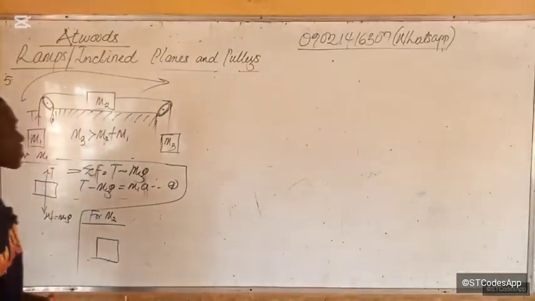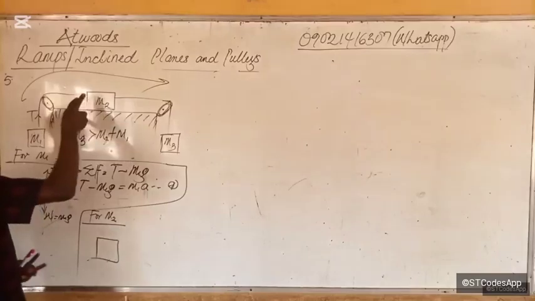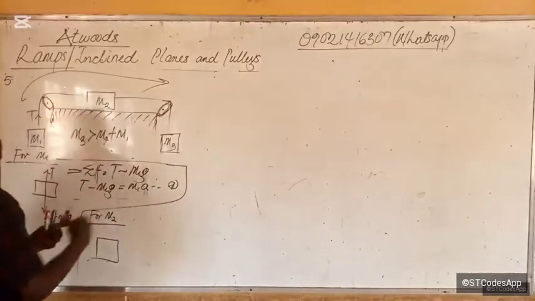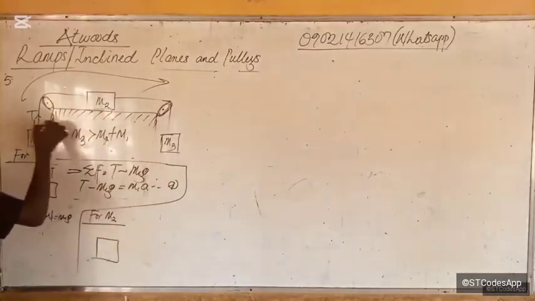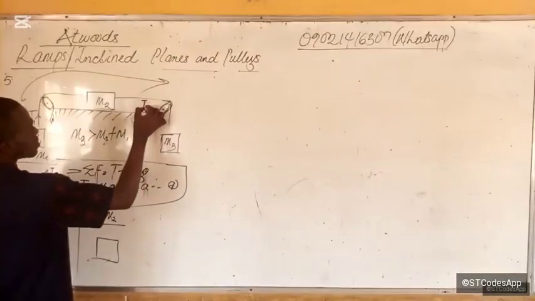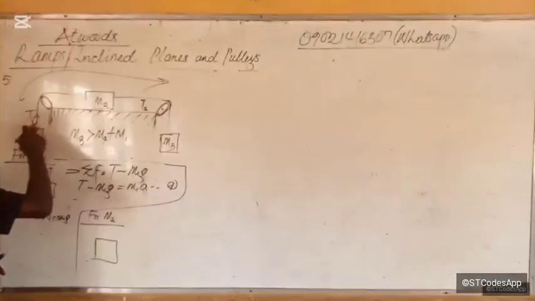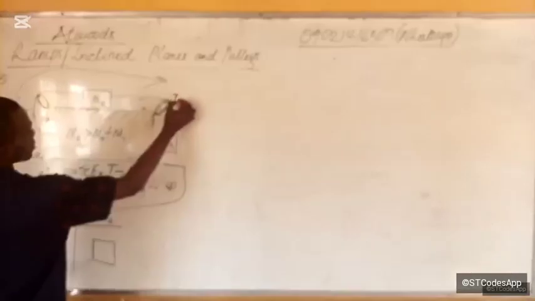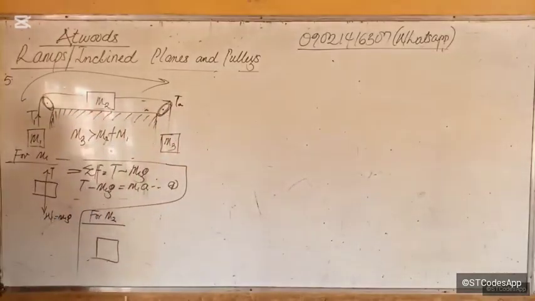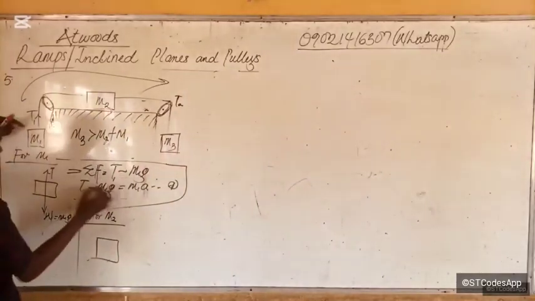The first string is attached to the right arm, the second string is attached to the left arm. So the tension here will be different from the tension here. So we'll call this T2, while we'll call this T1. Do you understand? Tension on this string we'll call T2, tension on this one we'll call T1. They will be different. So here we are referring to T1.